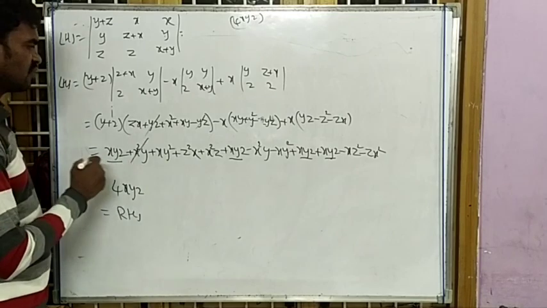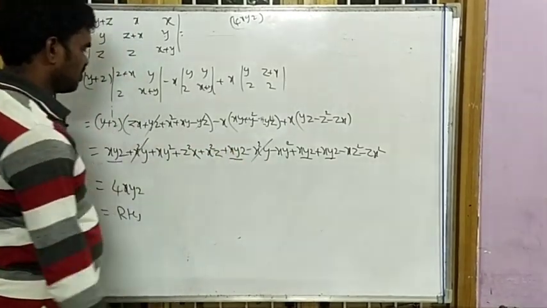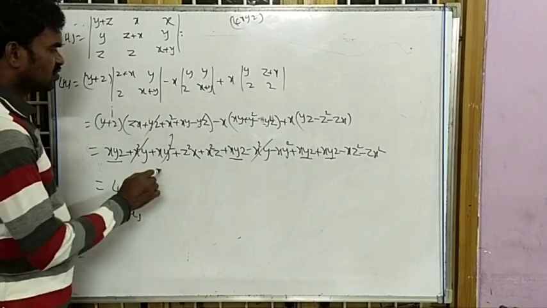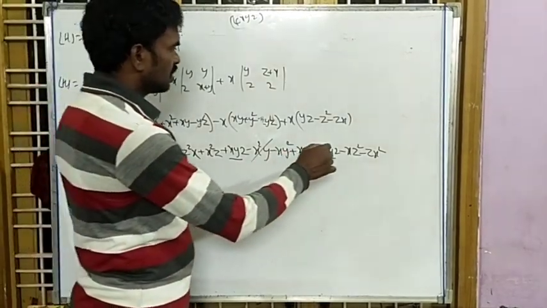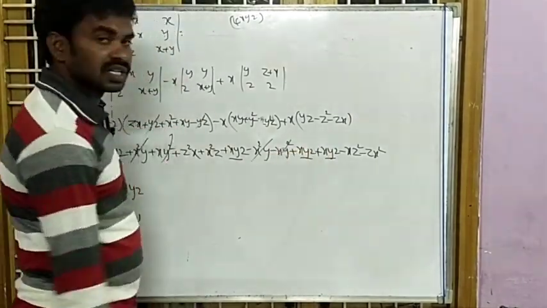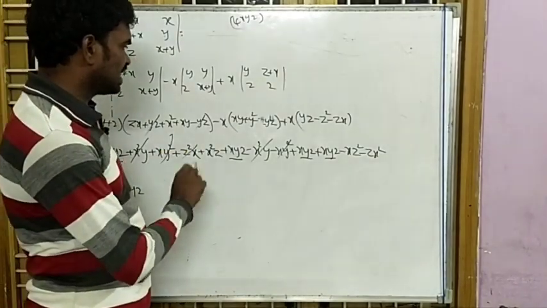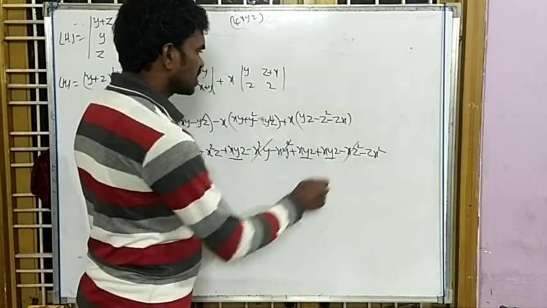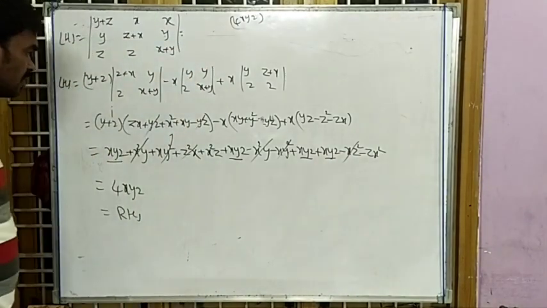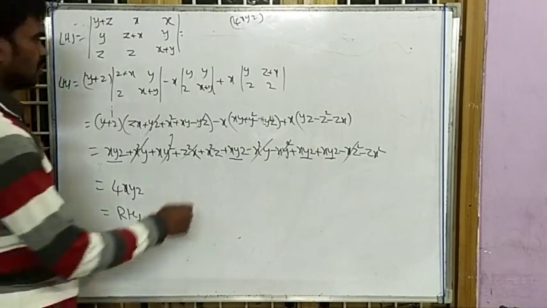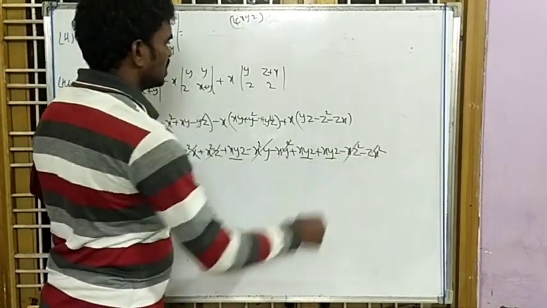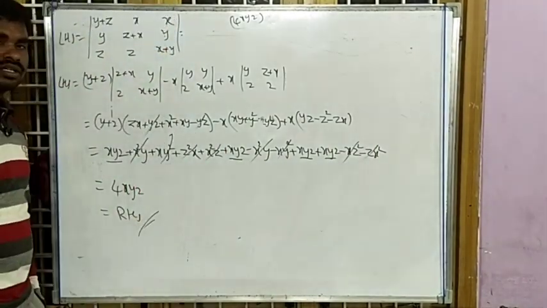x square y minus x square y, plus xy square minus xy square, plus xz square minus xz square. What are the remaining? Plus x square z minus x square z cancel. Got the answer? So simple question.